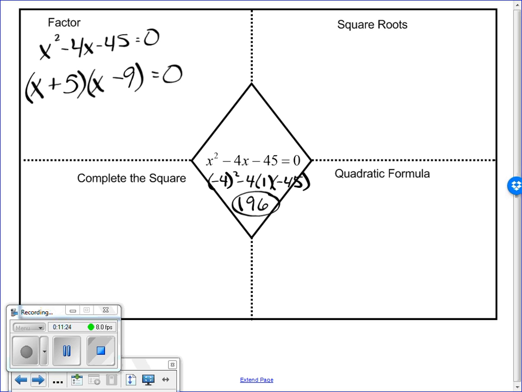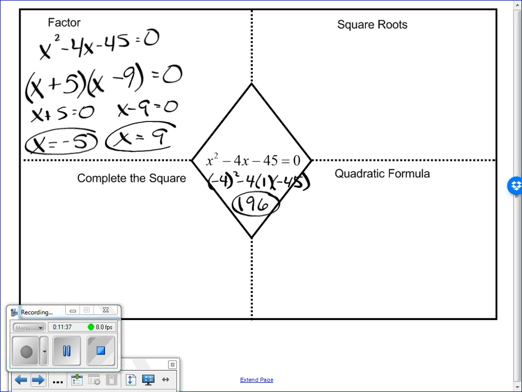All right, how do I solve? Set them equal to 0. So x plus 5 equals 0, x minus 9 equals 0. So we get x equals negative 5, and x equals positive 9. Good. So how was factoring on this one? Very bad? No, it's not too bad. In this case, factoring was pretty fast.